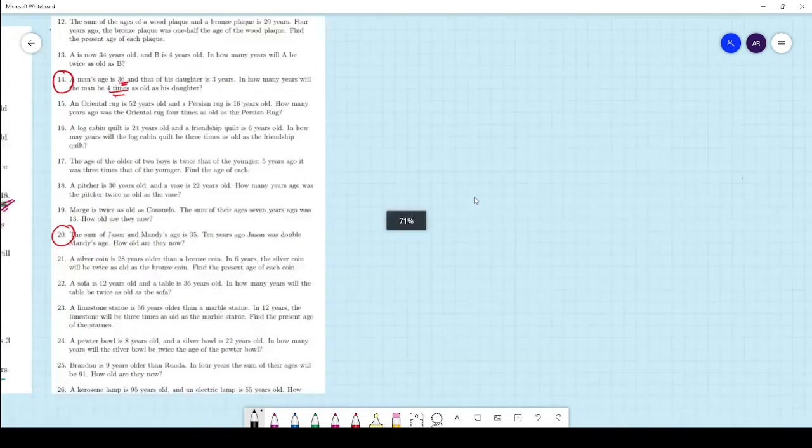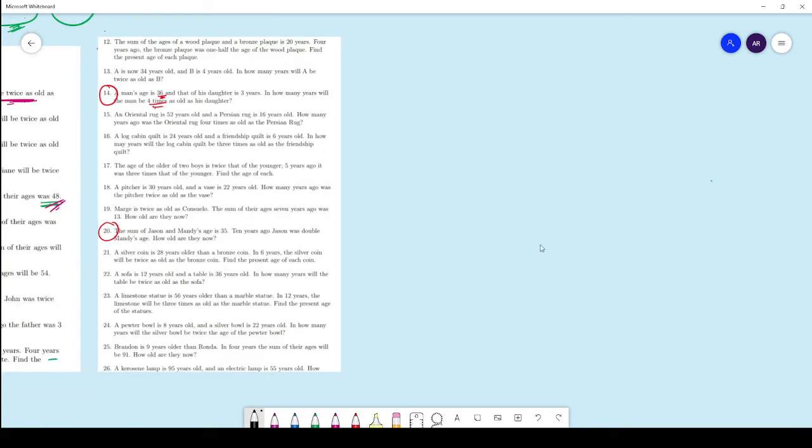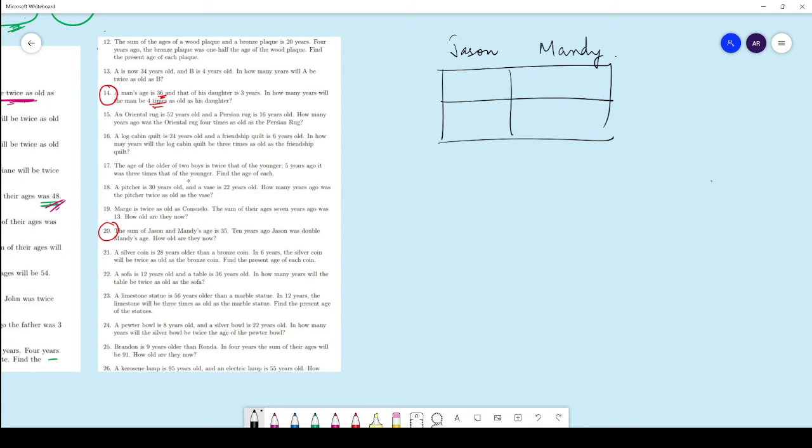I hope you are able to see the question clearly. The sum of Jason and Mandy's age is 35, right? Now let us again make the column. So here is Jason and here is Mandy, right? The sum of Jason and Mandy's age is 35. That means when you add their ages, it is going to be 35. We do not know who is what, so who is older, who is younger, or what their exact ages are. All we know is that the sum of their ages is 35.